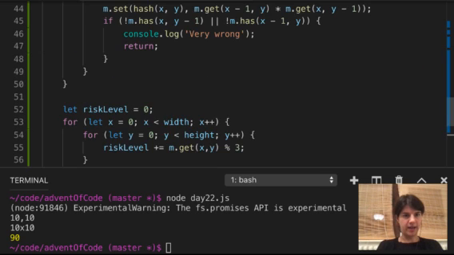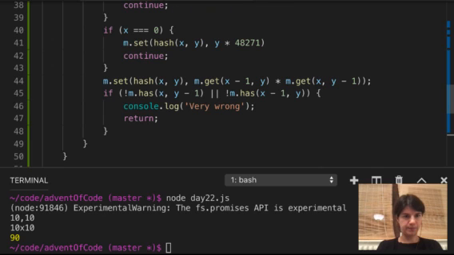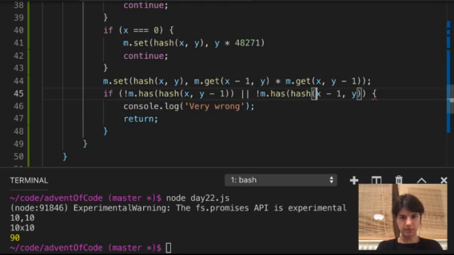If m has... All right. These hashes, and I also need to change the... No, the get method is fine. I just need to use the hash. If m.get hash of this. All right, how many are missing here?